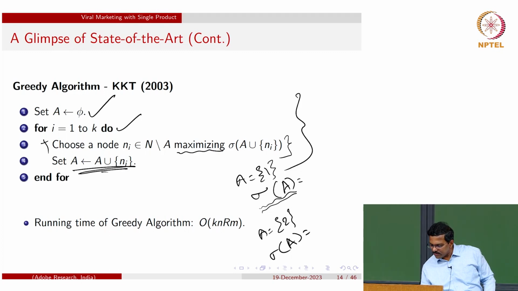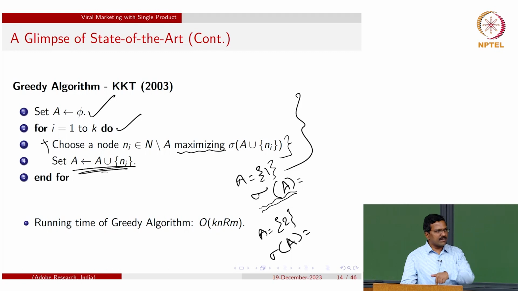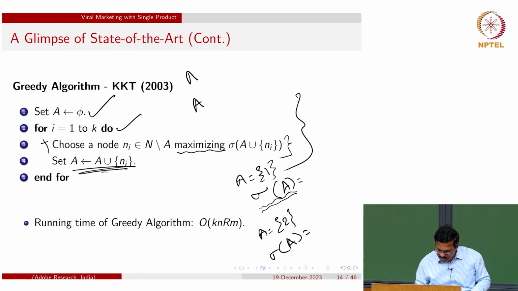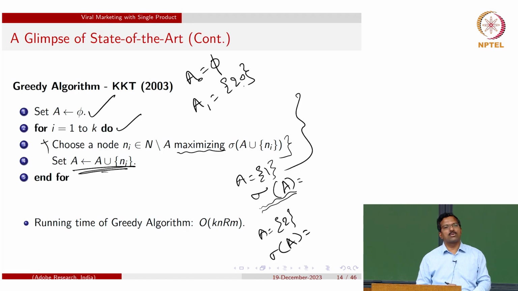The maximizing thing: which of these 100 nodes has the maximum sigma value? Sigma is nothing but the expected number of active nodes following, let's say, the linear threshold model. You take that node and put it into the solution set. So we have completed only one iteration and selected only one node, suppose node 20. Just before the first iteration, my set is empty. After the end of the first iteration, my set A has one activated node, 20.